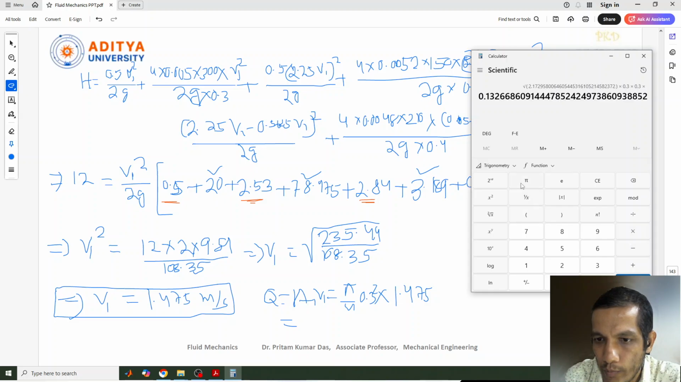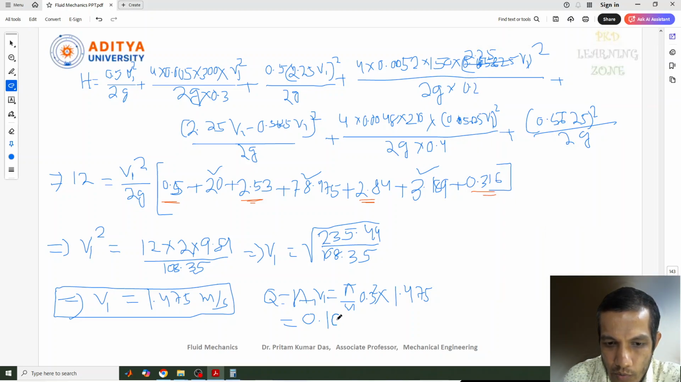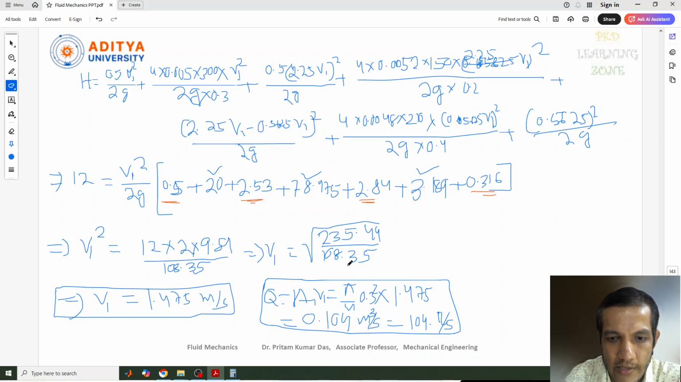Now if you calculate this, multiply 0.3 into 0.3 into pi divided by 4, 0.104, this much meter cube per second. Anyway, what is the value we will get, that much we can write, no issue, 0.104 meter cube per second. If we write this in terms of liter, then 100 liter will come, like 100.4 and some value, that is liter per second. So this is about the rate of flow, or you can say the discharge through the pipe.